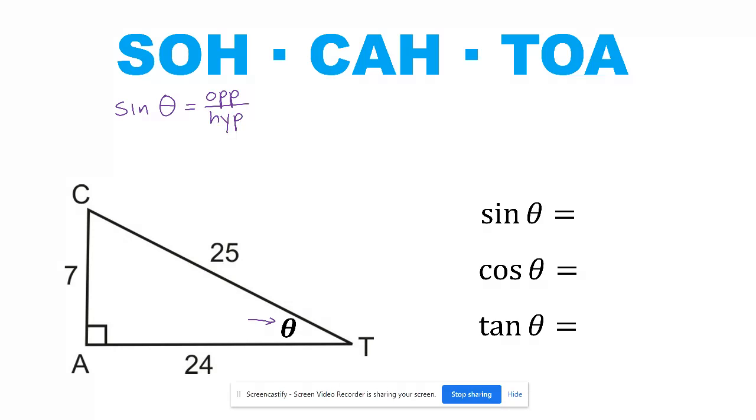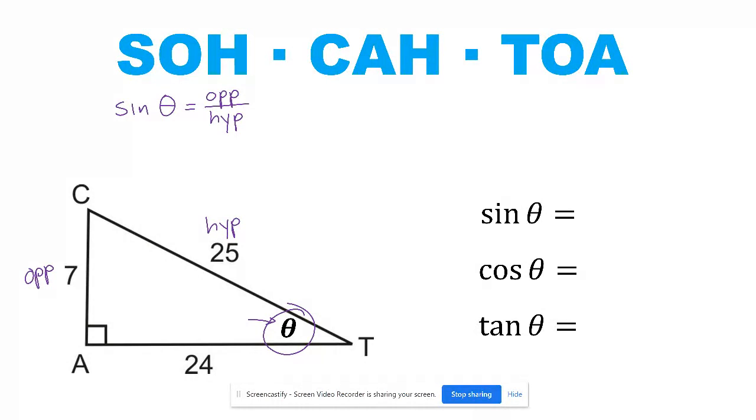If you look at your right triangle, your hypotenuse, of course, is always the longest side. It's the side that's across from the right angle. Your opposite side is the side that is opposite the angle you're working with. Here, my marked angle is angle T. So the side that's opposite angle T, the side that's not touching it at all, is this 7 over here, side CA. So this is the opposite side.